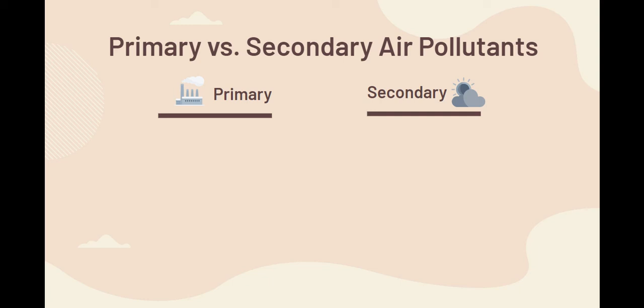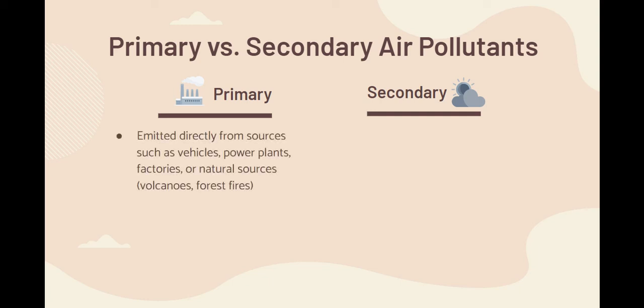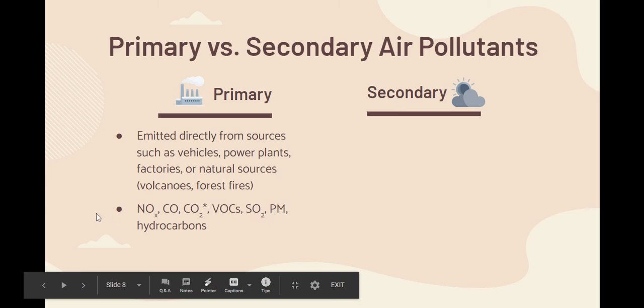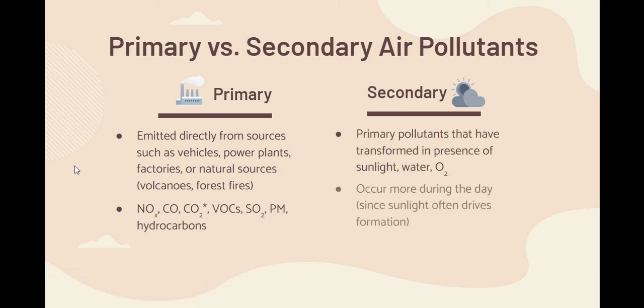Primary versus secondary. Primary is what comes directly from the sources, such as vehicles, power plants, factories, and natural sources, such as volcanoes and forest fires. They're NOx, carbon monoxide, carbon dioxide, and volatile organic compounds, anything like gasoline or alcohol that spills and then vaporizes. Sulfur dioxide, particulate matter, and hydrocarbons are all primary.